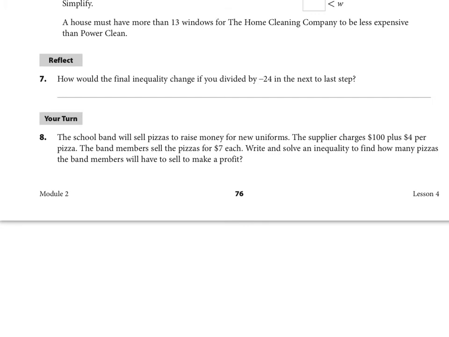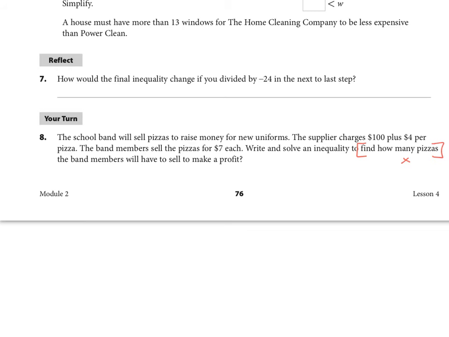So we want to find how many pizzas. So I'm already going to mark this. This is my unknown. You can call that x or p or whatever variable you want to use. And we want to sell to make a profit. So think about what profit means. It means that when we buy the supplies from the supplier, we want to make more money than that, right? So we're spending some money getting the supplies, then we're going to in turn sell that to the community, the parents, students, and things at $7 each, and we want that to be more than how much we're actually paying.